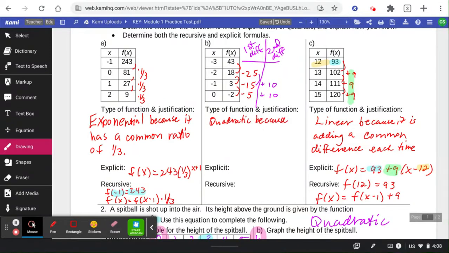because it has a constant second difference and a linear first difference.